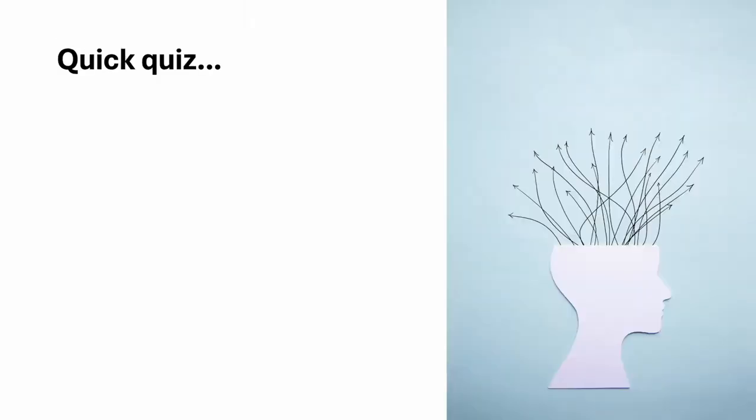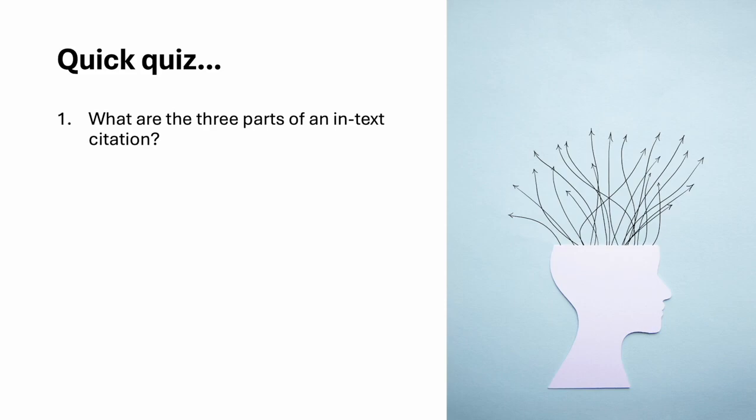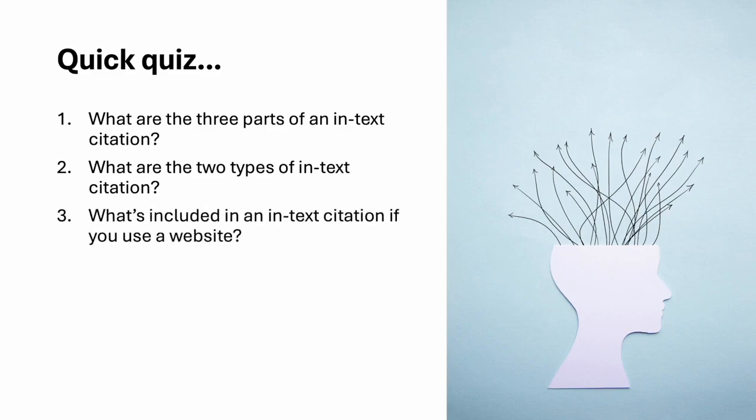Quick quiz then. What are the three parts of an in-text citation? Did you get it right? Author, year, page number. What are the two types of in-text citation? Did you get it right? Bracketed and integrated. What's included in an in-text citation if you use a website? Did you get it right? It's the author name and the year the source was published.